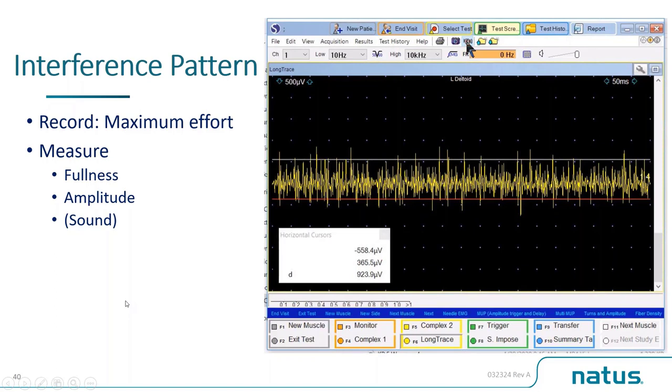And we can also listen to the sound. And as I indicated, today you are not going to hear the sound so that you can hear me speaking. So these are the subjective assessments. Is the pattern full? How is the amplitude and how is the sound?